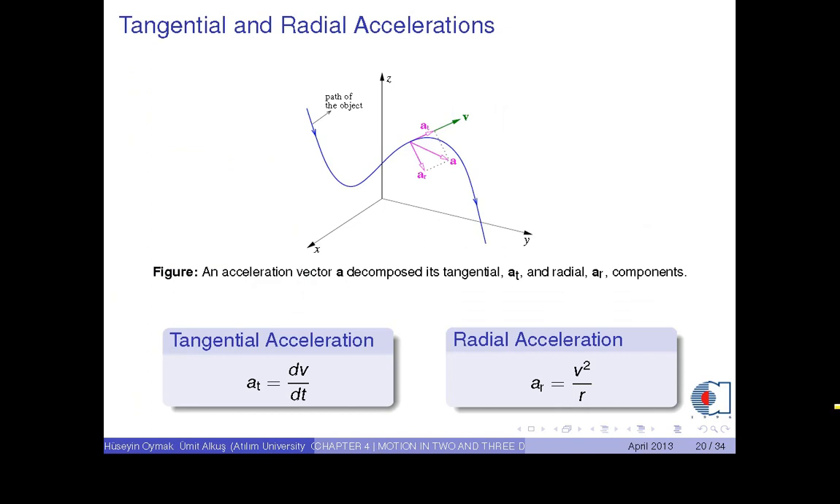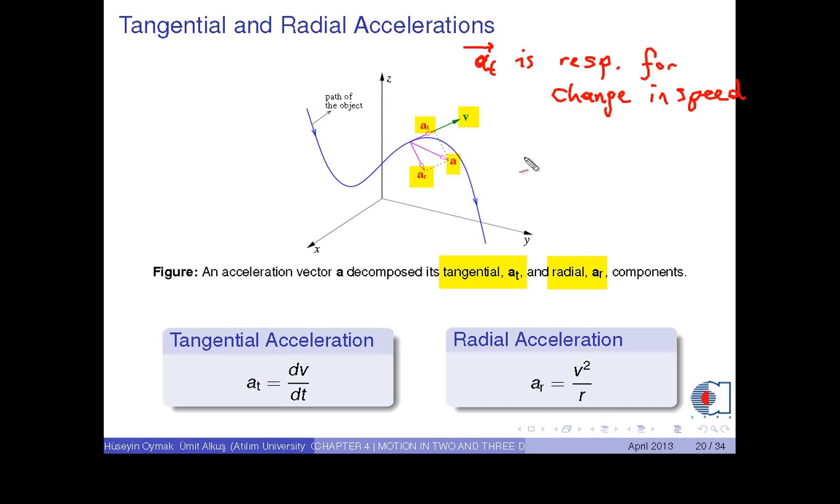We can decompose the acceleration vector into two components, as in this figure. One of them is parallel or antiparallel to the velocity vector, or tangent to the path of the object, and is called the tangential acceleration at. The other one is perpendicular to v and is referred to as radial or centripetal acceleration ar. The tangential acceleration at is responsible only for the change in the magnitude of the object's velocity, that is, for its speed. The direction of its velocity is governed only by the radial acceleration ar.